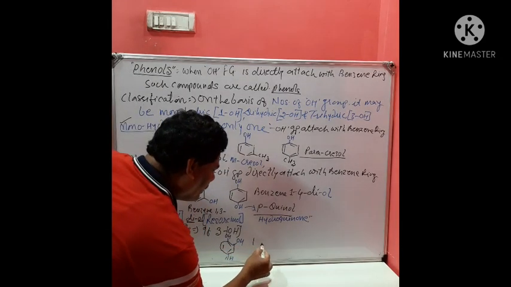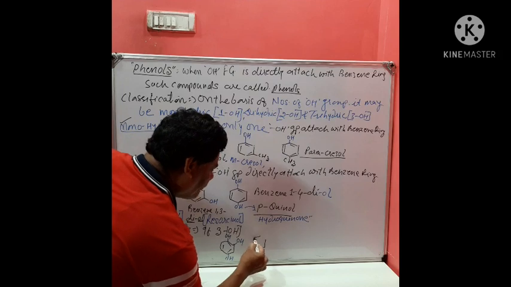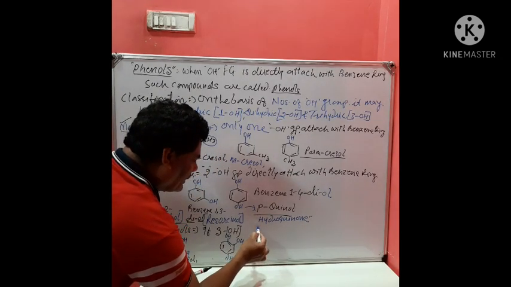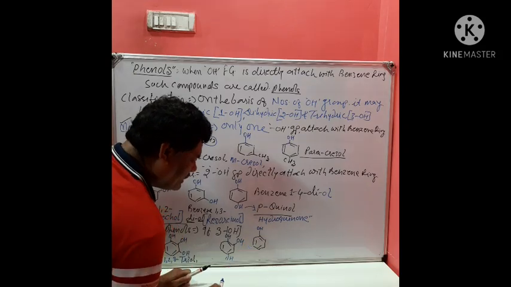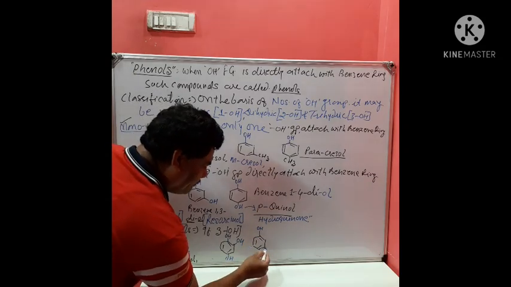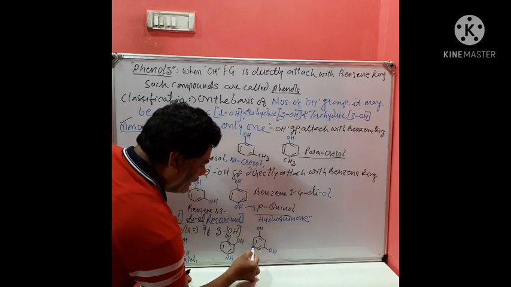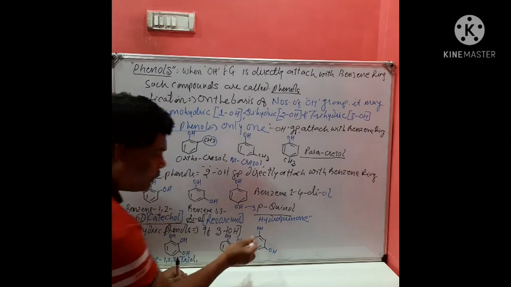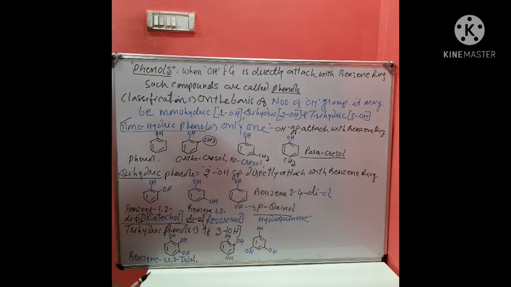One more compound is possible. What? The position of OH in carbon is changed. So first, okay, this is third and this is what? Fifth number. So benzene 1,3,5 triol. Okay, so in this way we can study about phenols and its classification.